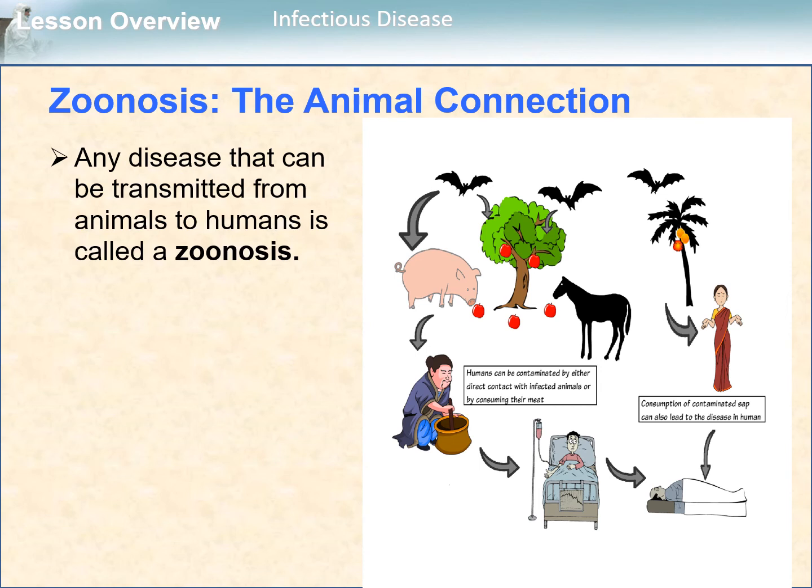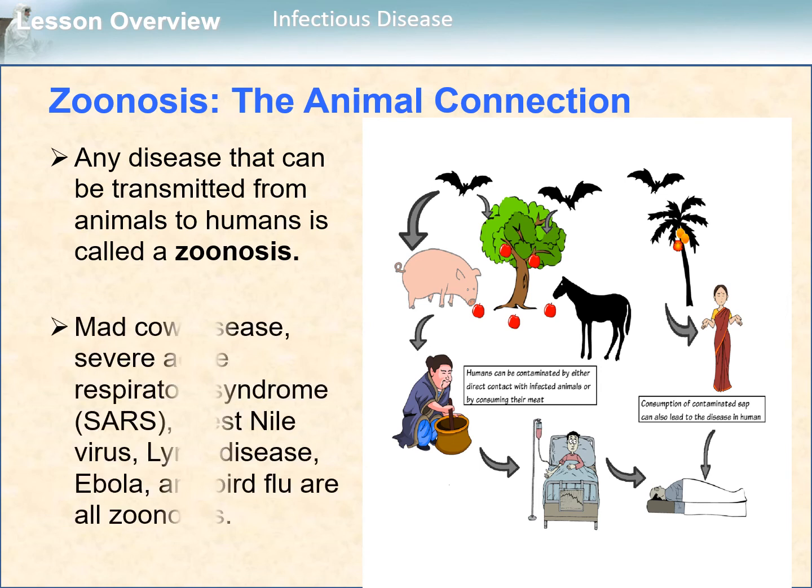Many diseases can be transmitted from animals to humans, and these are called zoonoses. Mad cow disease, for example, severe acute respiratory syndrome or SARS, West Nile virus, Lyme disease, Ebola, and bird flu are all zoonoses.